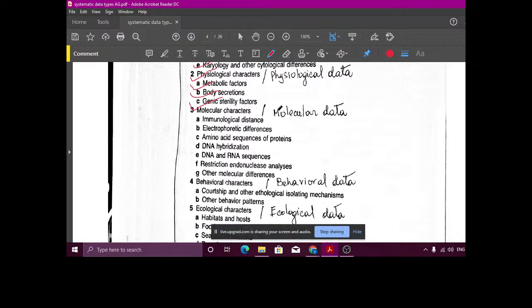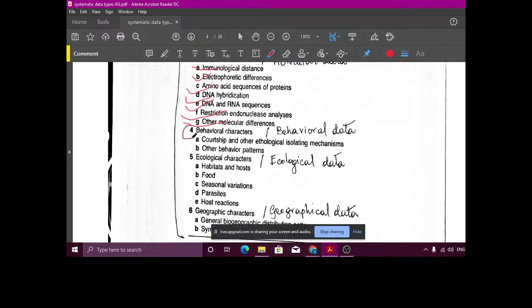You have molecular characteristics, you have immunological antibody data. Then by electrophoresis you can differentiate the DNA. Then you have amino acid sequence of proteins. Another important technique is DNA hybridization. Then you have DNA and RNA sequences, then restriction endonuclease analysis, and other molecular differences which we will talk about. Then you have the behavioral characters, most important being courtship or mating pattern. We will talk about this very soon.